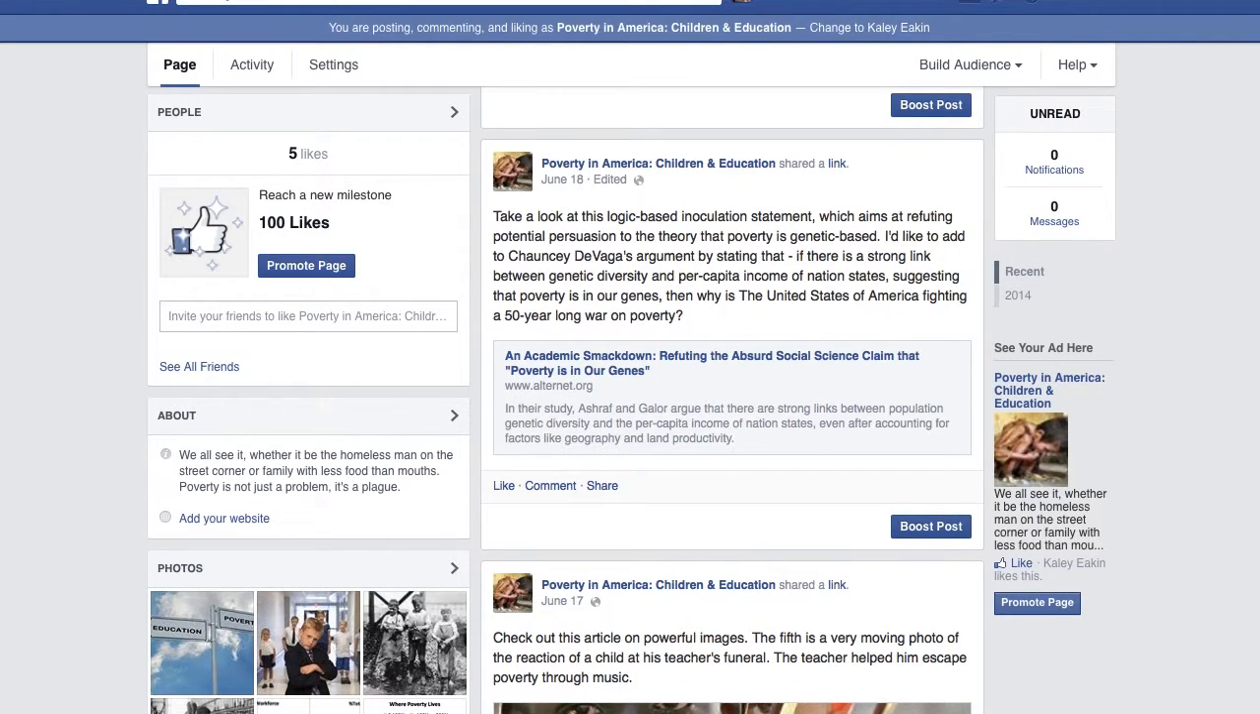This is the second required item. During week 6 of this course, we learned about inoculation communication strategies that persuade. An inoculation statement is typically a one-page document that is aimed at preparing and equipping the reader to evade persuasion of a message, which they will soon be introduced to. The inoculation treatment I posted is entitled "An Academic Smackdown, Refuting the Absurd Social Science Claim that Poverty is in Our Genes," written by Chauncey DeVega. He aims at refuting potential persuasion to the theory that poverty is predetermined by our genetics through a logic-based argument.